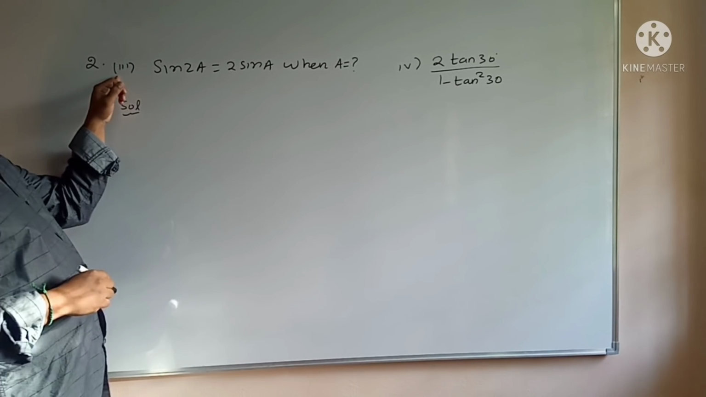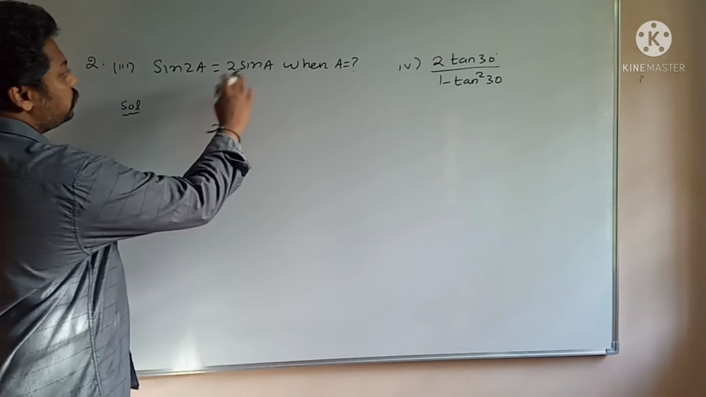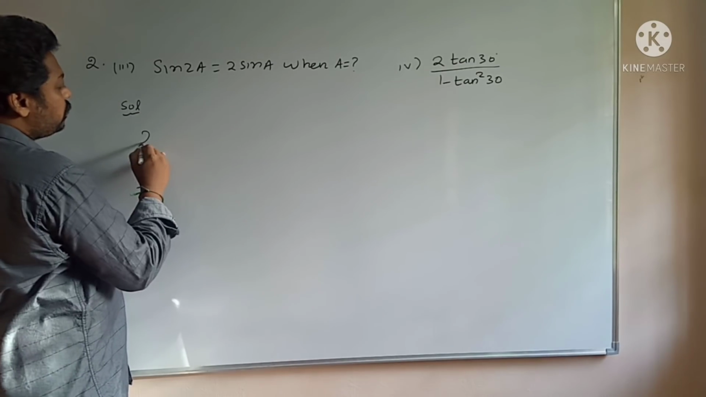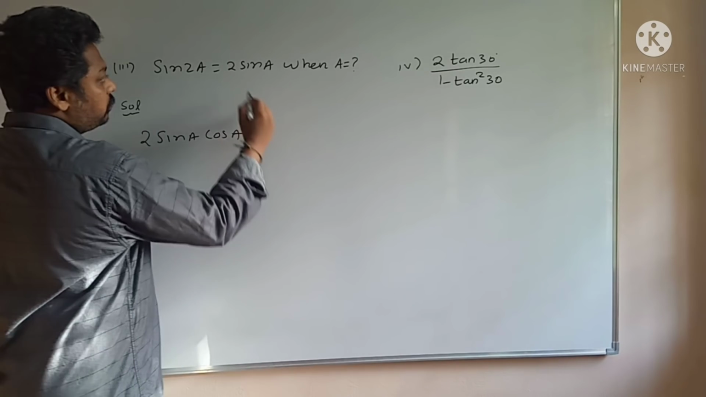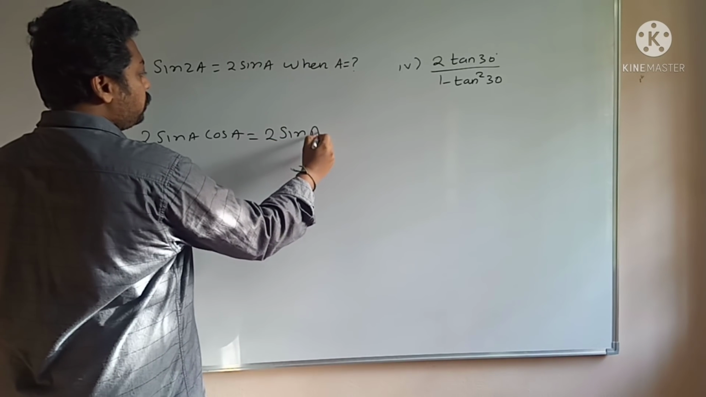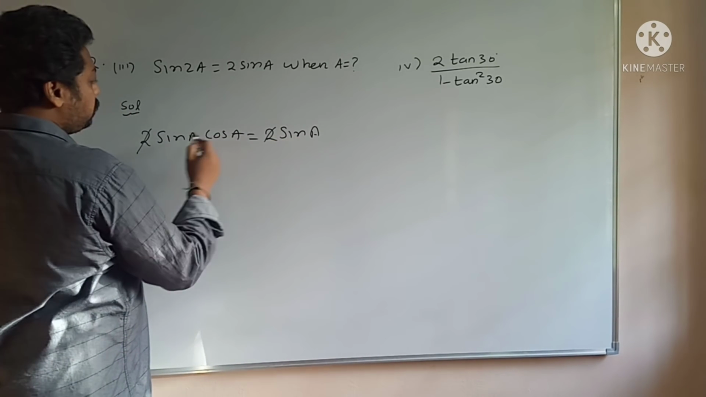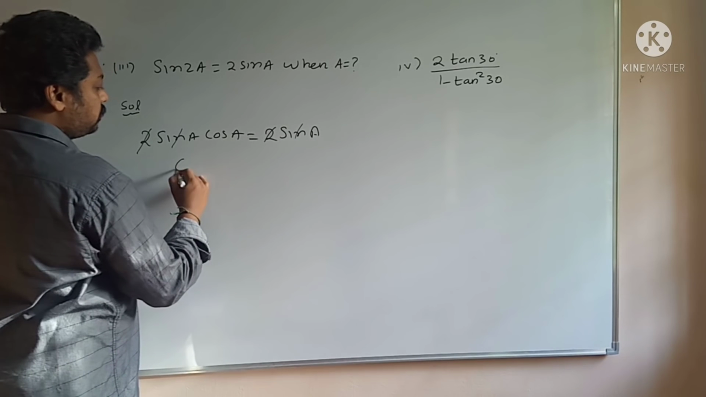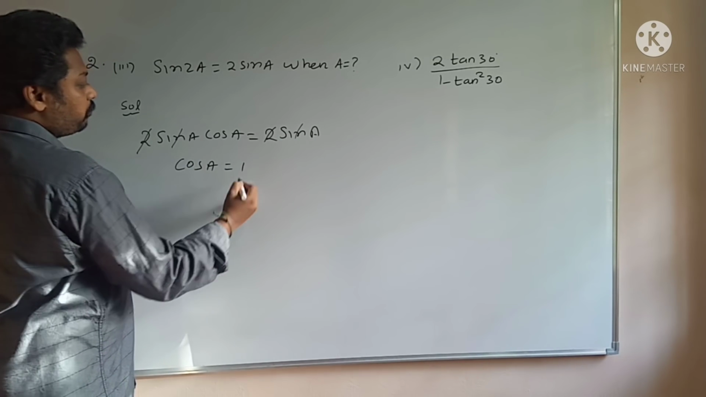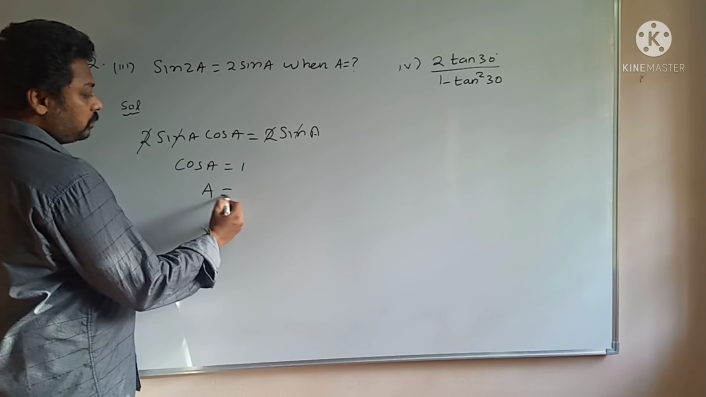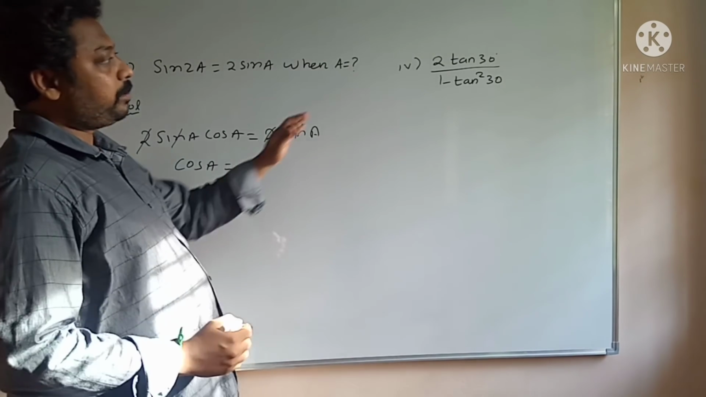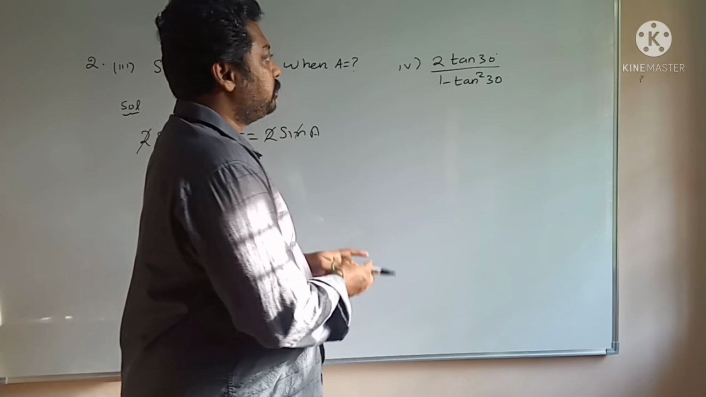Coming to the third Roman: sin 2a is equal to 2 sin a. What is sin 2a? 2 sin a cos a. So that is equal to 2 sin a. So 2 got cancelled, sin a and sin a got cancelled. So cos a is equal to 1. For which angle is the cos value 1? So a is equal to 0 degree. Coming to the fourth Roman, 2 tan 30.